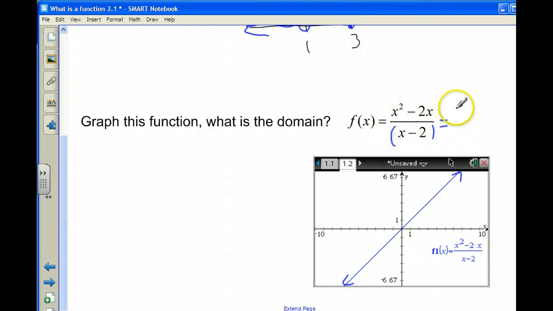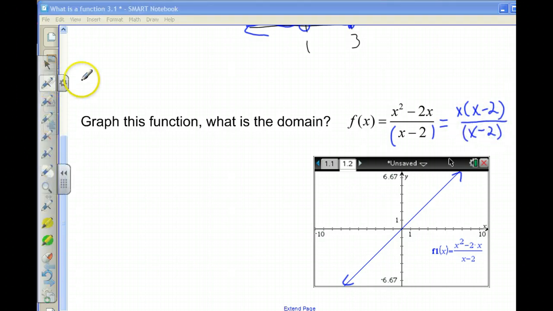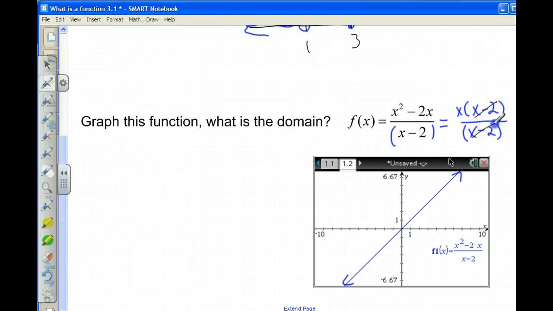If we do that, we get x times the quantity x minus 2, over x minus 2, the quantity. And if you cancel there, you see that those two values cancel, and we just get f of x equals x, which is why that graph looks like the line y equals x there. But you notice, look at that denominator. There's a value that's going to make that not true.